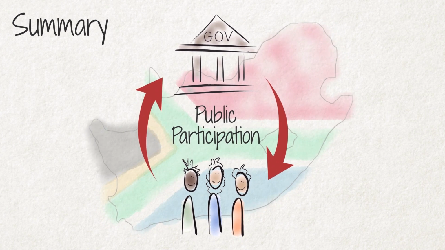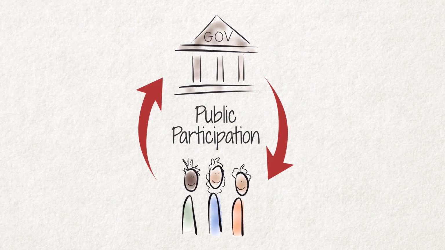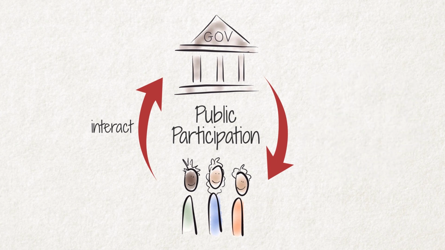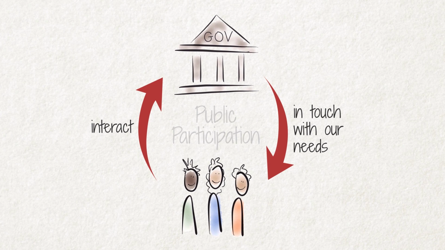Summary. In this video, we explained the role of public participation in our democracy. Public participation enables us to interact with our elected government on an ongoing basis on matters that concern us. Through public participation, government remains in touch with our needs, and we can hold government accountable.